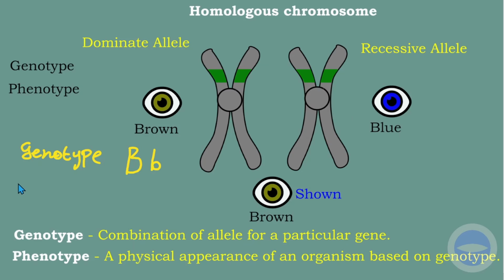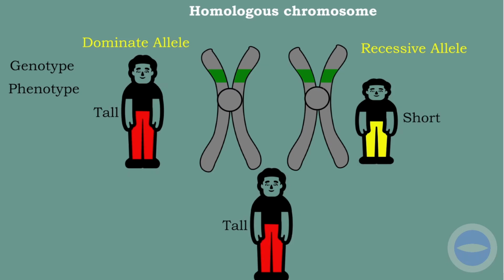And then the phenotype. Phenotype is the physical appearance of an organism based on genotype. It is what we see. What will we see? We will see someone with brown eyes, so the phenotype is brown. This is the difference between genotype and phenotype. Genotype is the combination of alleles for a particular gene, and phenotype is the physical appearance, what is expressed.